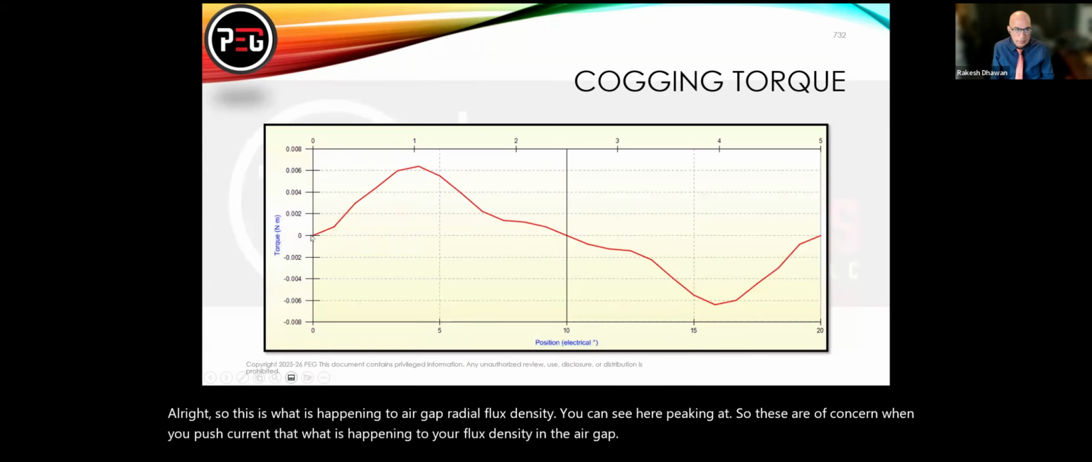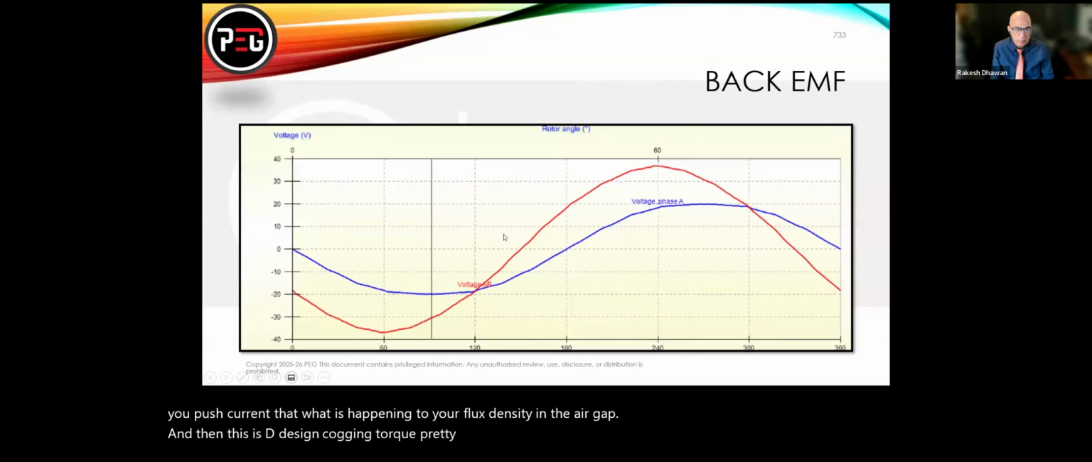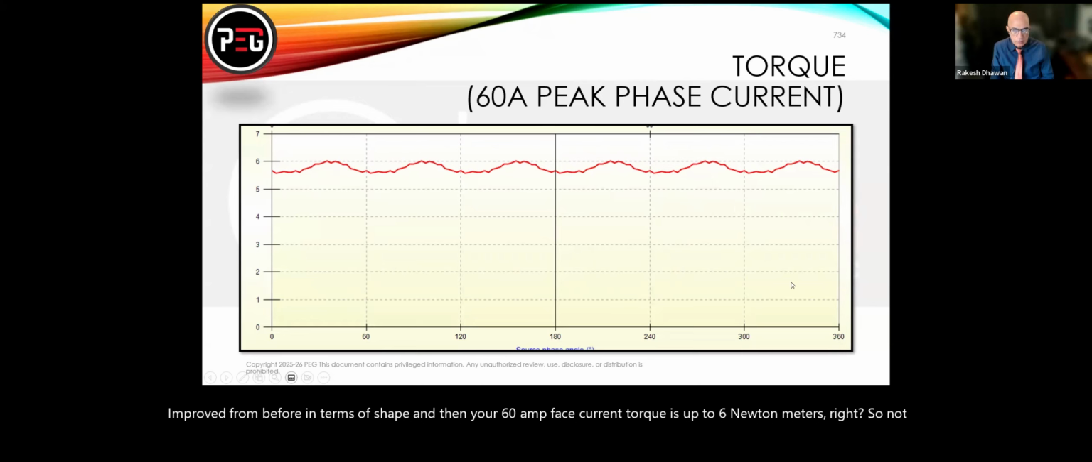And then this is the D design, cogging torque, pretty less, 0.06. Back EMF is better here, improved from before in terms of shape. And then your 60 amp base current torque is up to 60 meters, right? So not bad, and less ripple on the torque.